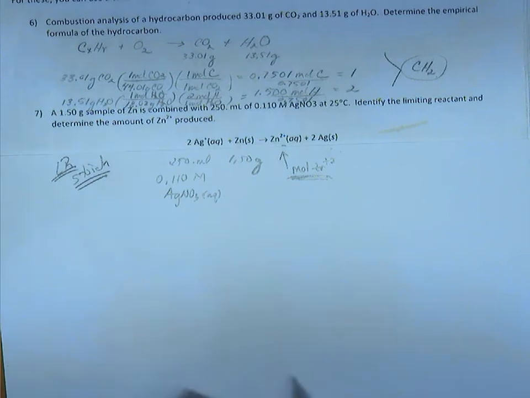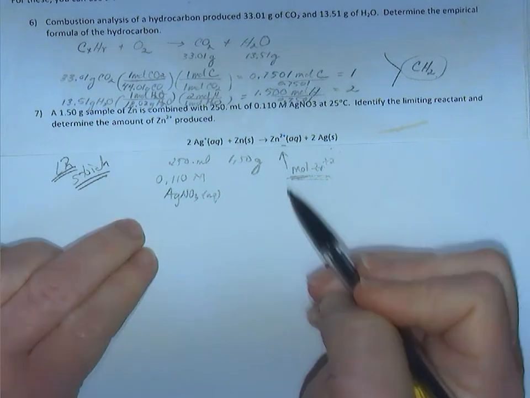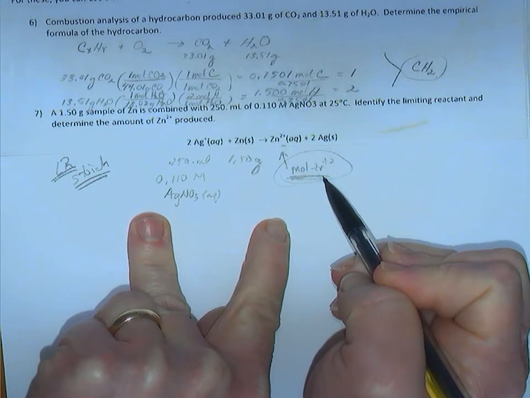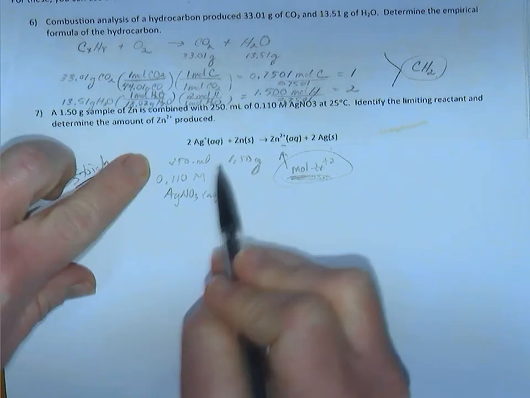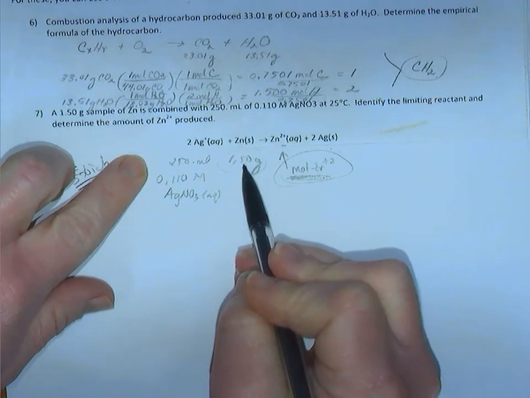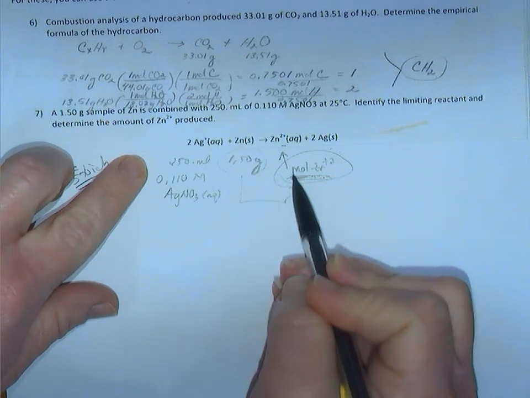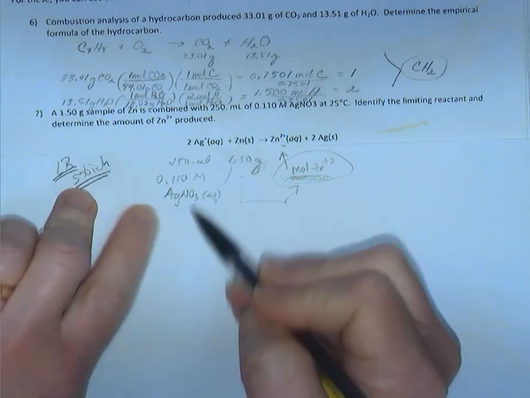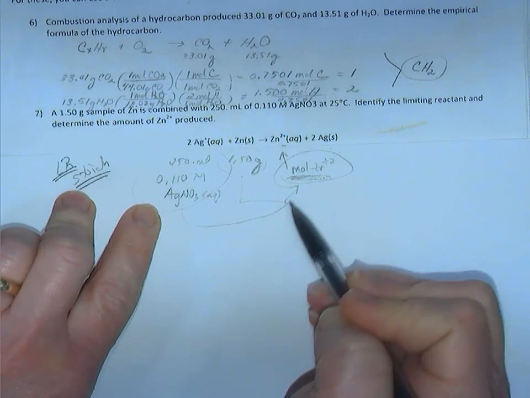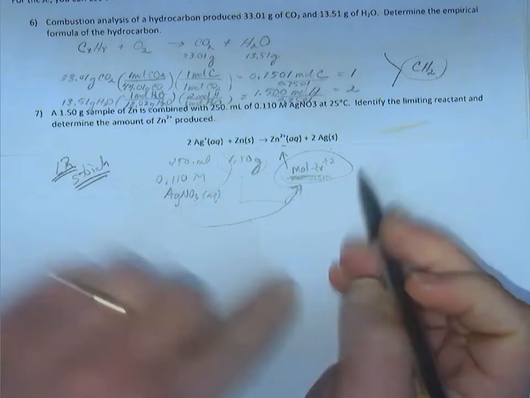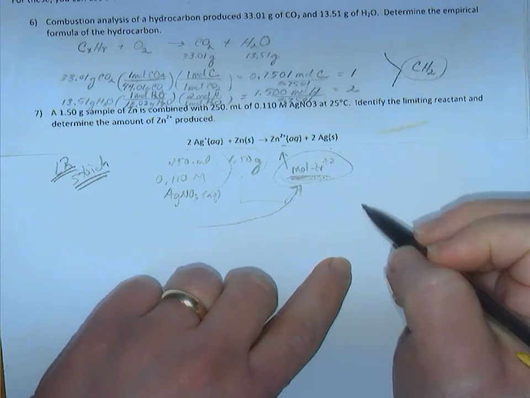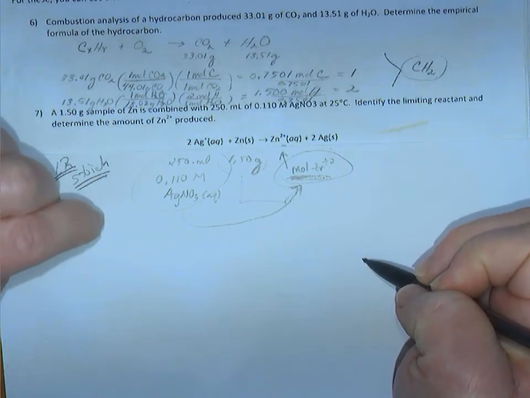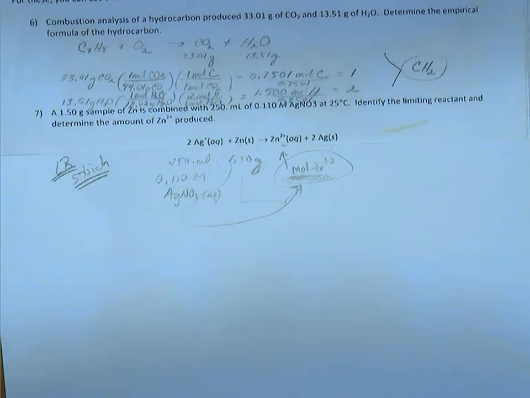So the way I encourage us to solve this, because we ultimately are trying to find the moles of zinc ion, well, why don't we start with the amount of zinc reactant and then find the amount of zinc ion, the amount of silver ion, and then determine the moles of zinc. And whatever gives us our smaller amount, that will be the amount, and whatever gives us that smaller amount, that is the limiting reactant.